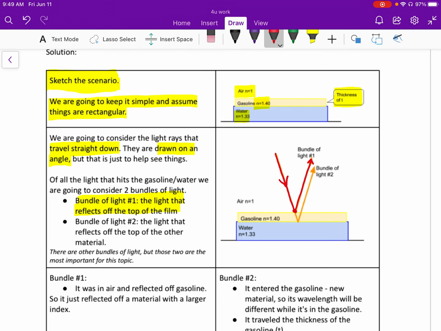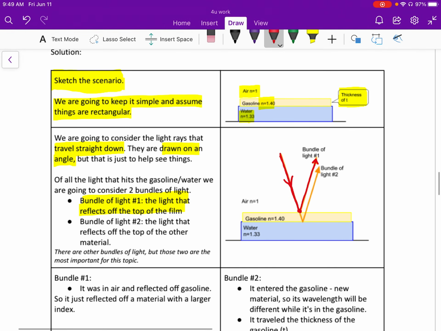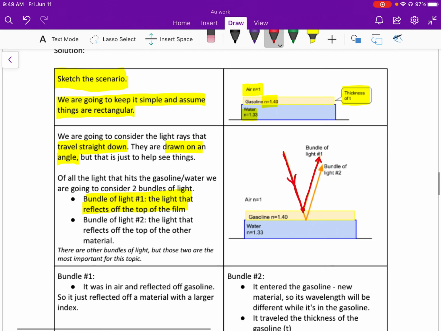Bundle of light number 2 came down just like the other bundle, but when it got to the gas layer, it actually punched through and went into the gas. So bundle of light number 2 came in through there, but then when it got to the water, it reflected off the water and again came up and hit you in the eyeball. As far as interference is concerned, those are the two most important bundles of light.